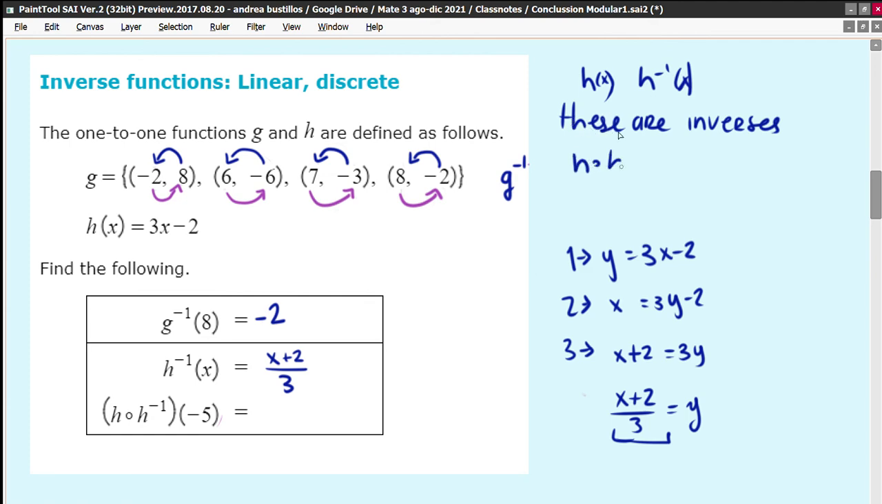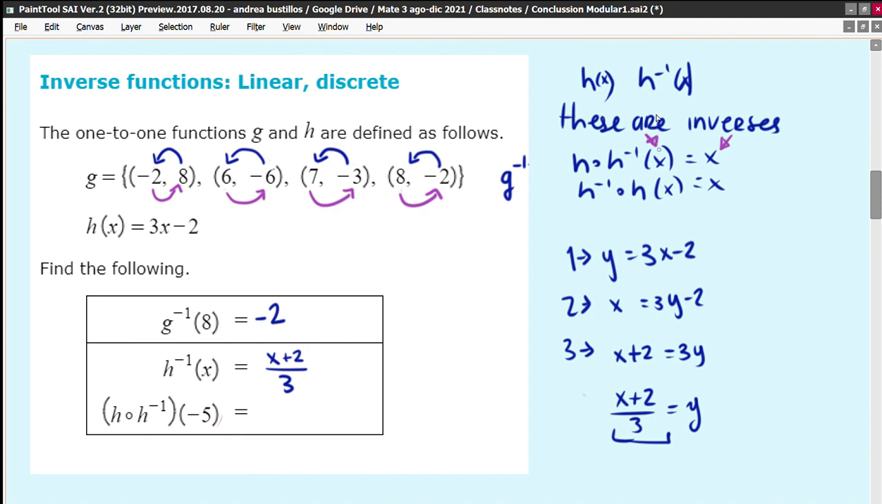If this composition equals x, or if this composition equals x, this means that when we compose a function with its inverse, and I want to evaluate in something, I'm going to get in return that exact same value. Why? Because inverses cancel each other.